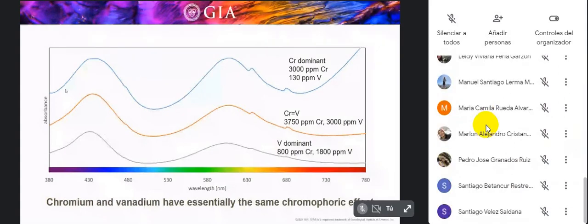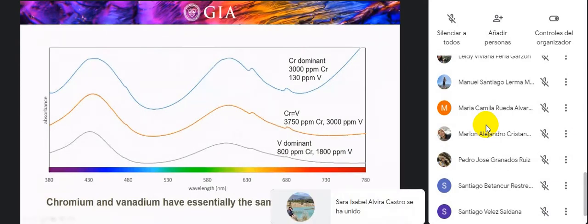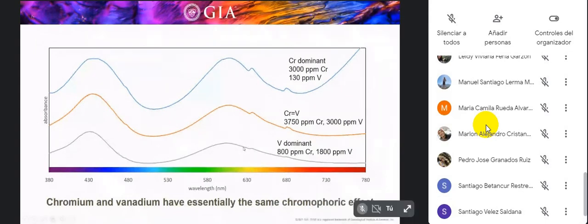Now, in the middle, we have an emerald where the chromium is essentially equal to the vanadium in the structure. So we have about 3,750 ppm chromium and about 3,000 ppm vanadium. And finally, on the bottom, we have a vanadium dominant emerald. This has about 800 ppm chromium and 1,800 ppm vanadium. And you can see the absorption bands are essentially in the same place in all of these spectra, and we have essentially the same transmission window occurring in all of these emeralds as well.